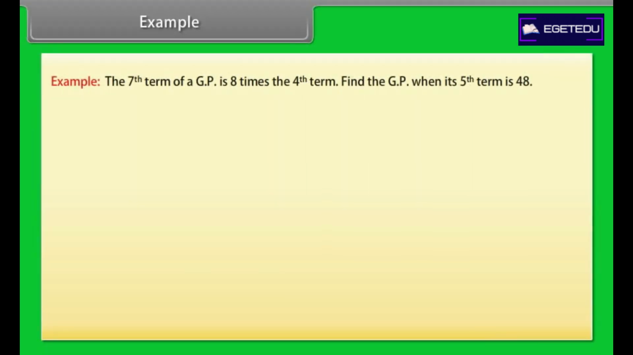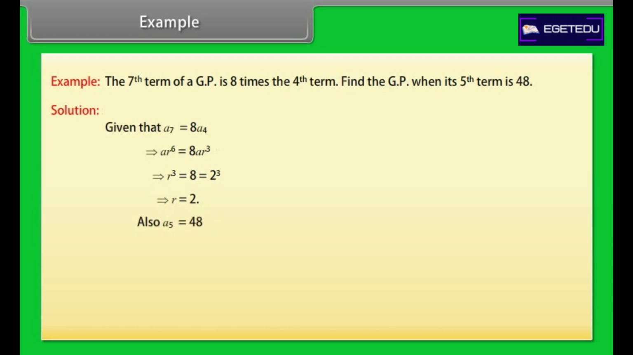Example: the 7th term of a GP is 8 times the 4th term. Find the GP when its 5th term is 48. Solution: given that A7 is equal to 8 into A4, it implies a into r raised to power 6 is equal to 8 into a into r cube. It implies r cube is equal to 8 is equal to 2 cube. It implies r is equal to 2.